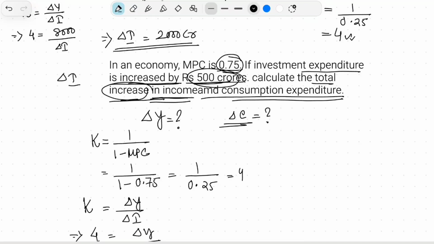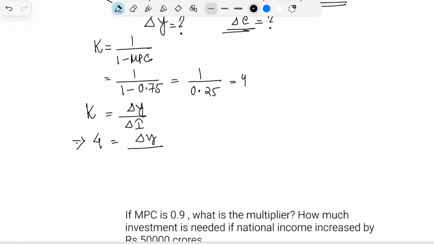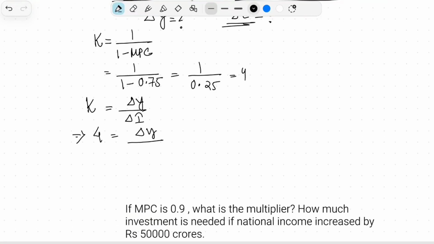So understand, if the investment expenditure is increased by 500 crore, earlier it was something, but now the investment has been increased by 500 crore. So the change in investment is 500 crore. So proceed towards the sum. The change in investment is 500 crore. So change in Y is equal to 2000 crore.